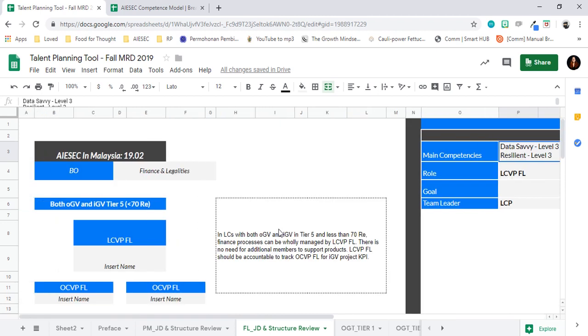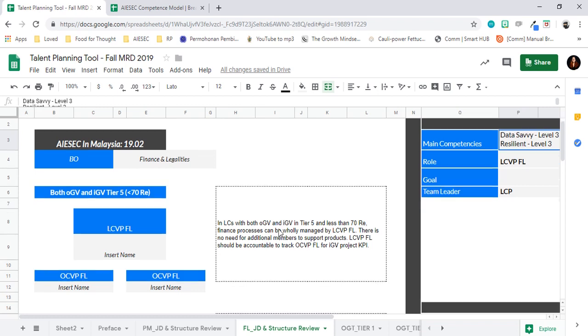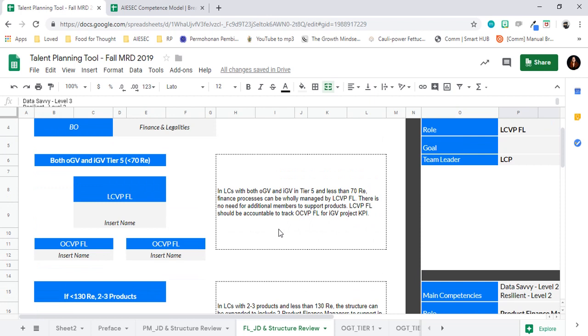Now we go into the more interesting part, which is the member side. If your LC situation is that you're achieving less than 70 realizations and both your OGV and IGV are in tier 5, then the finance processes can be wholly managed by the VPFL, and there's not really a need for additional members to support the products. But what you do have, within the IGV projects, is still OCVPFL. In this case, the team management for the OCVPFL will still be managed by the OCP, but the LCVPFL will still be accountable to track the OCVPFL for the IGV project KPI.